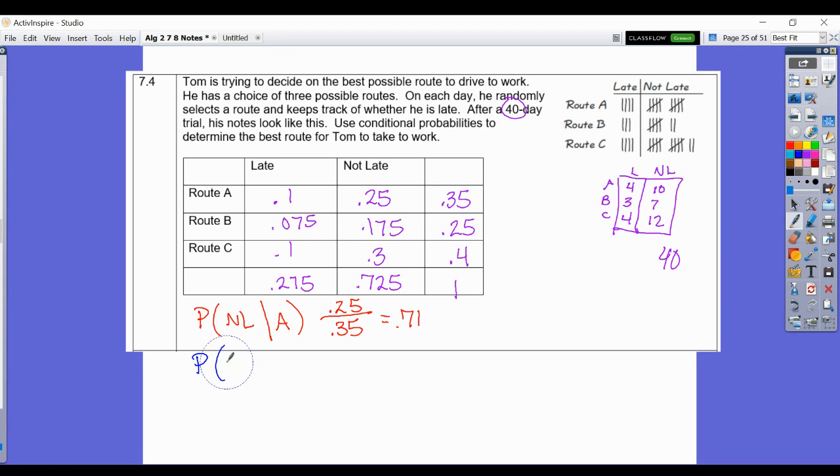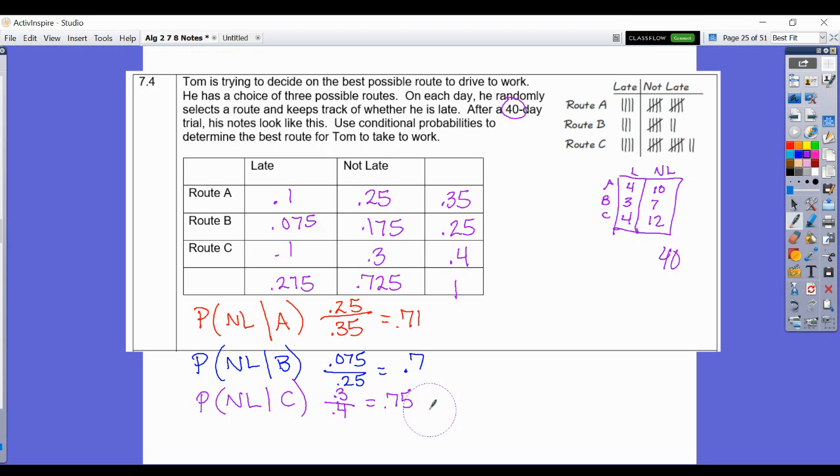What's the probability that you're not late given route B? Because we don't want to be late. So given route B, 0.075 divided by 0.25, that one is 0.7. So a little bit more late, just a tiny bit more of the time. And then the last one, let's go ahead and see what's the probability of not late given that you're on route C. If you're on route C, we have 0.4, and if you're not late, that's 0.3 out of 0.4, which is 0.75. So 75% of the time.